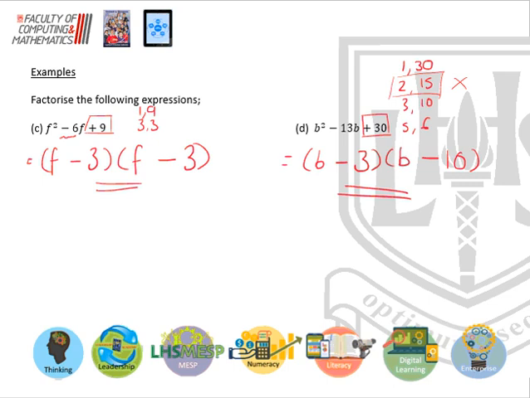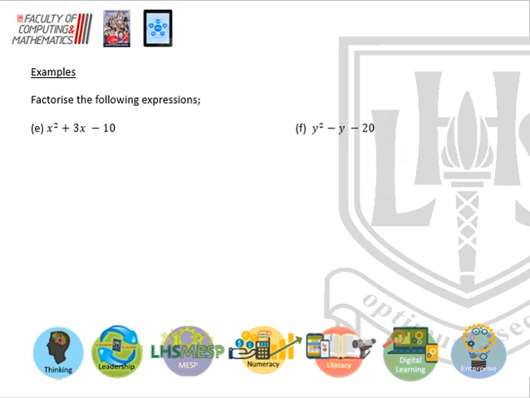Okay, last two examples. x squared plus 3x minus 10 and y squared minus y minus 20. Again, worthwhile pausing the video, giving it a try. Okay, let's jump into the first one. Same again, has to be an x and an x. You're talking about an x squared there. But this time we're multiplying to give a negative number. Now, you can only multiply to get a negative number if you have one positive number and one negative number. So we know straight away from that negative, it has to be a plus and a minus.